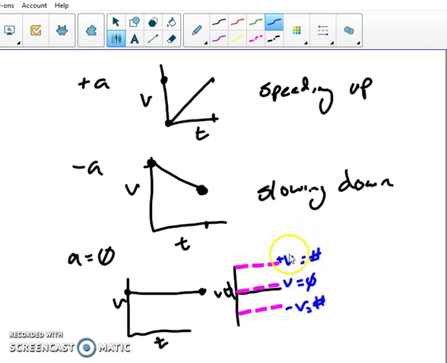Above means I'm going to be moving in the positive direction. If it's above the x-axis and it's a flat line, it means I'm moving at a constant speed, not changing my speed. If it's below, it means I'm moving in the negative direction, in reverse, away from the origin, but not speeding up or slowing down, just moving away. So these are the three different scenarios where you have those three different options.